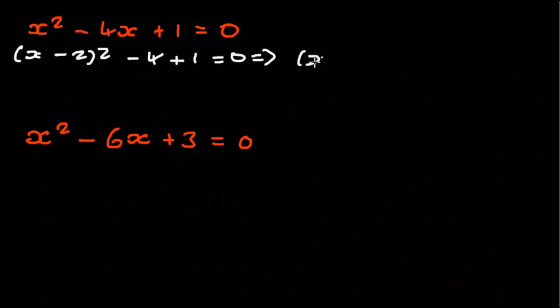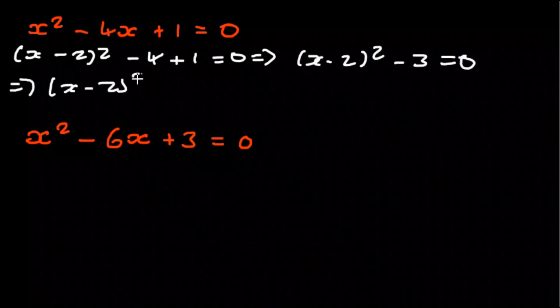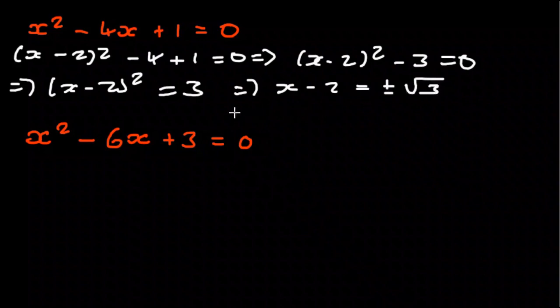That implies (x minus 2) squared minus 3 is equal to 0, which implies that (x minus 2) squared is equal to 3. Again, that gives us x minus 2 is equal to plus or minus the square root of 3, which implies x is equal to 2 plus or minus the square root of 3. One more example of these.